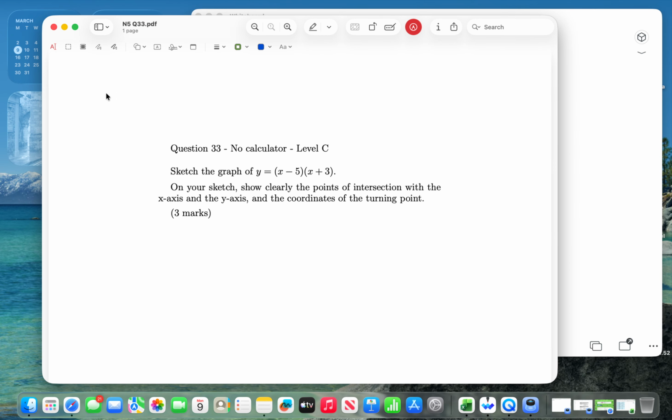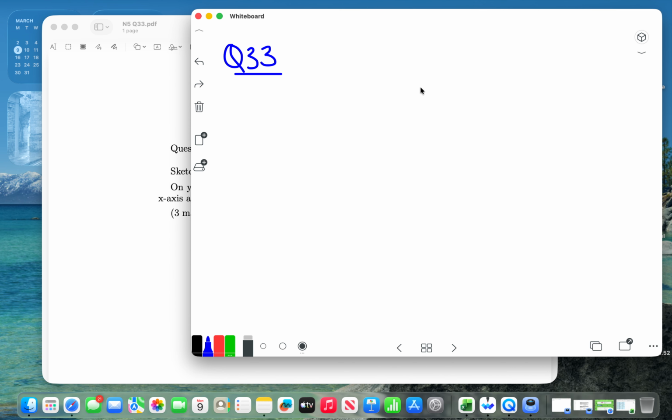Question 33, we want to sketch this graph y equals (x minus 5)(x plus 3). Show clearly the points of intersection with the coordinate axes and the coordinates of the turning point. So what you want to do is first of all find the roots. The roots are the points at which it cuts the x-axis, or the x-intercepts.